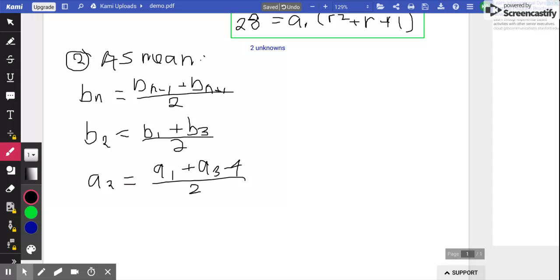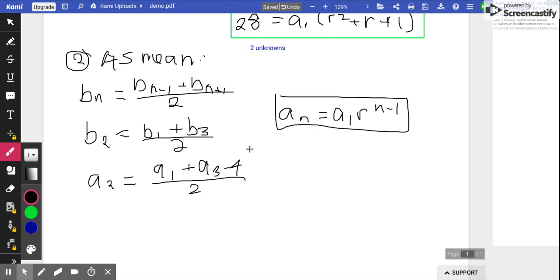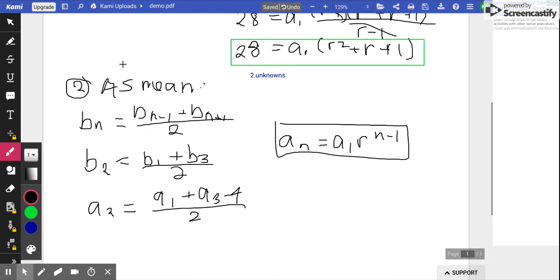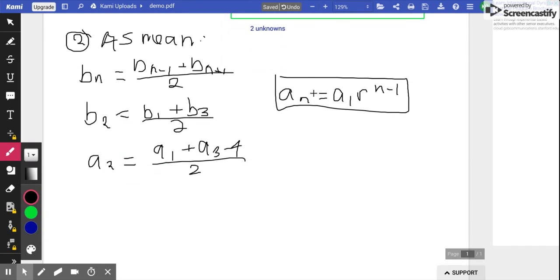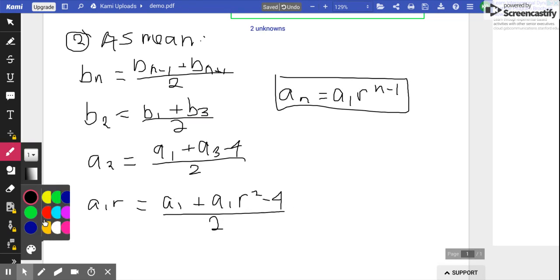So perhaps what we should do is use the fact that an is always equal to a1 times r to the power of n minus 1 in a geometric sequence. Even though I'm using the arithmetic mean, the a's here belong to the geometric sequence, which means you need to use the geometric general term. So if you sub in for that, you get a1 times r equals a1 plus a1 r squared minus 4, over 2. These are all a1s and r's, so that's pretty good.